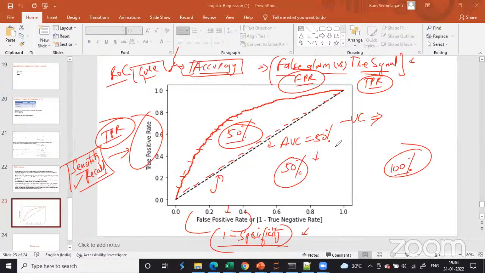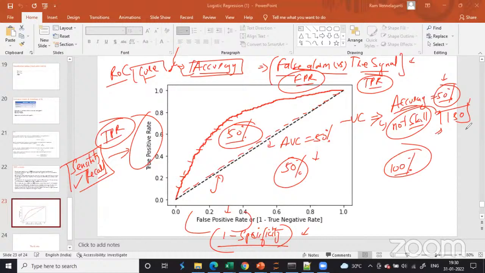So what can you understand? If the area under the curve is 50%, the accuracy for my model is 50%. When the accuracy for my model is 50%, my model is not having any skill. It is not able to distinguish between my 1 and 0 category. It is getting confused. It is not able to clearly distinguish between my positive class observation and my negative class observation. That is what you are supposed to understand when the area under the curve is 50%.